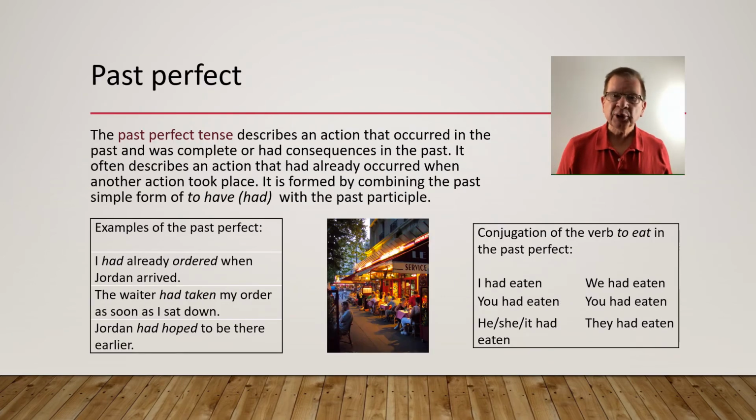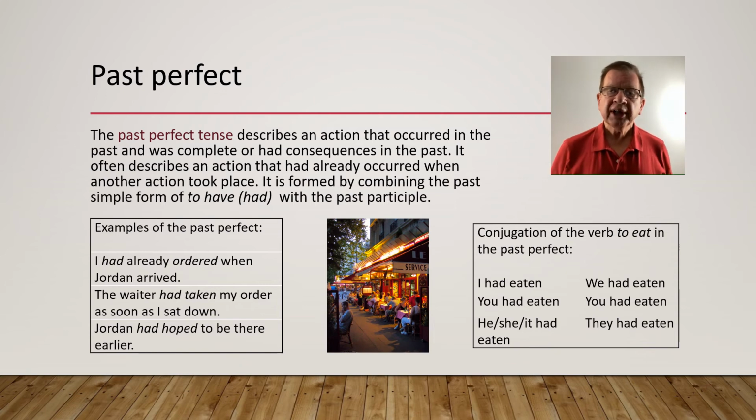The next tense we're going to talk about is the past perfect. This tense describes an action that occurred in the past and was complete or had consequences in the past. It often describes an action that had already occurred when another action took place. It is formed by combining the past simple form of to have, had, with the past participle. Here are some examples of the past perfect.